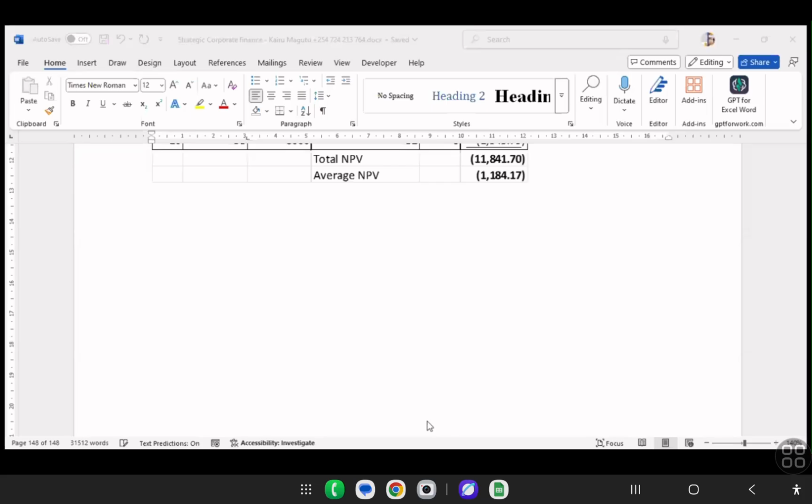In the investment decision, we are looking at the uncertainty. Investment decision and the uncertainty.